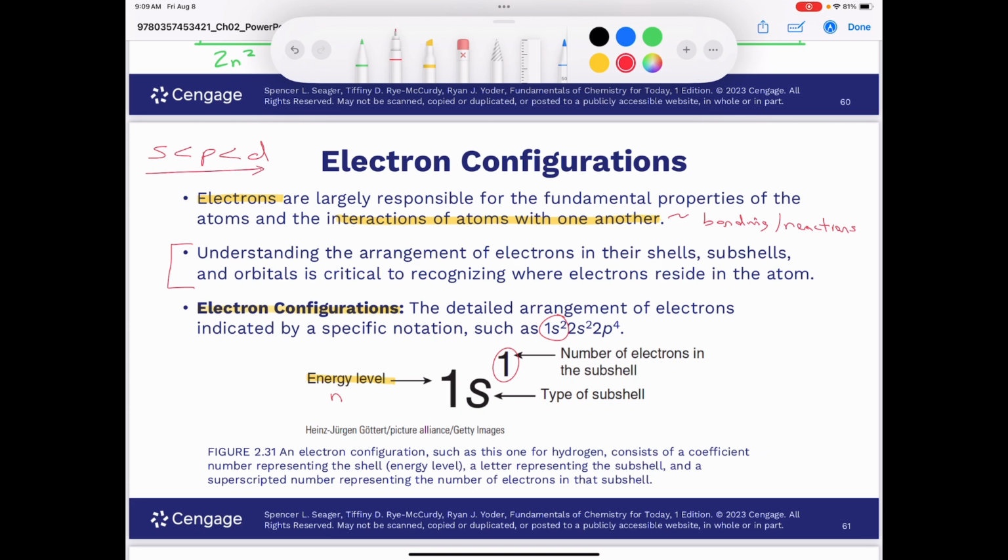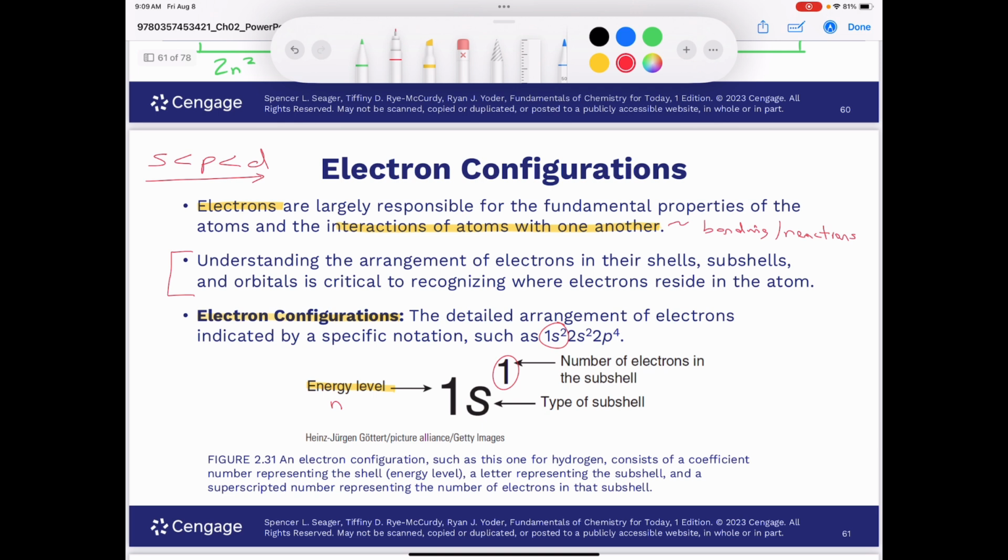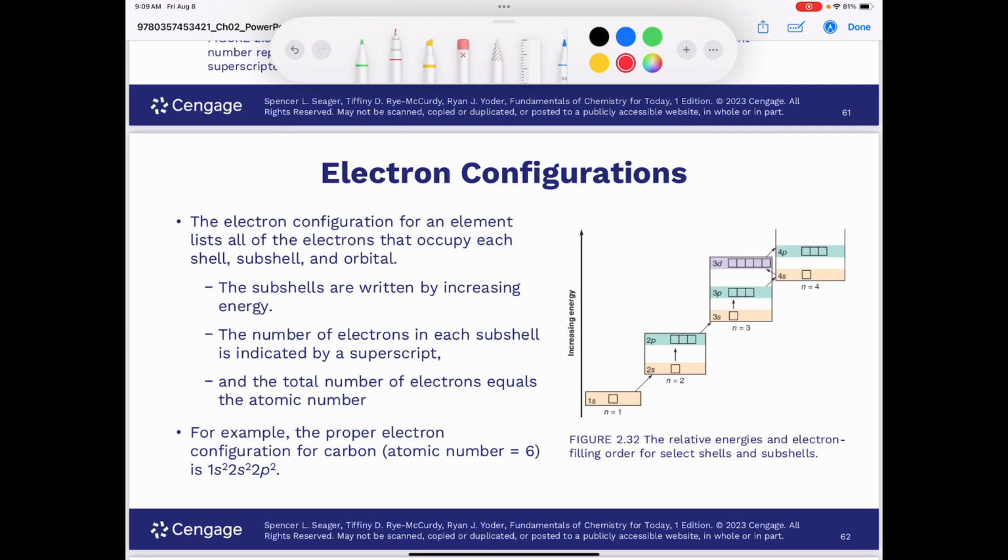All right. Now, if you're looking at this and saying, what are you talking about, Mr. Dion? You completely lost me. Well, electron configuration is something that you really have to try for yourself in order to master it. And so before you get intimidated by electron configuration, just stay with me a little bit longer here. It says the electron configuration for an element lists all of the electrons that occupy each shell, subshell, and orbital. So we're going to give the shell, the n, the subshell, s, p, or d, and then say how many electrons are in those orbitals.